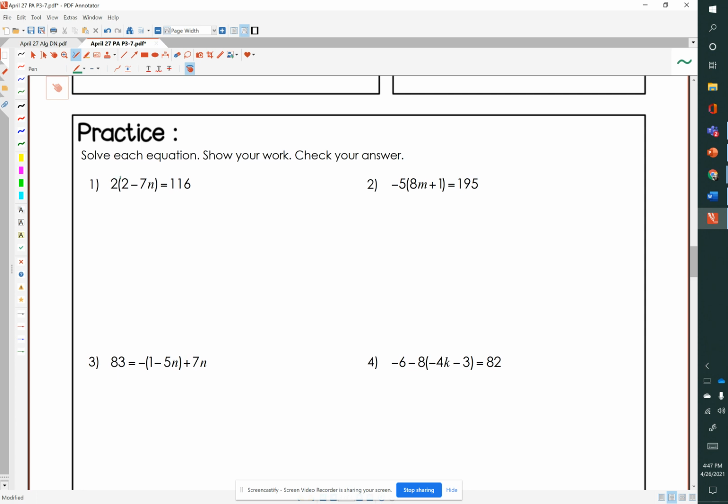Now, so first we distribute. We have to distribute this 2 through this quantity in parentheses. And to distribute means to multiply. So 2 times 2 is 4, and they're both positive. 2 times negative 7n is negative 14n. And then we have our equals 116.